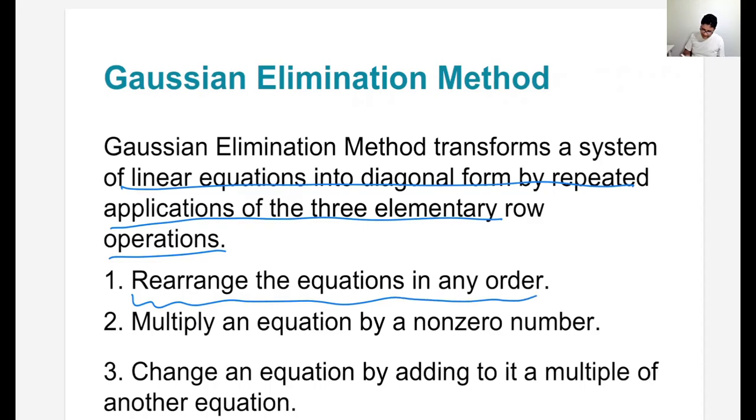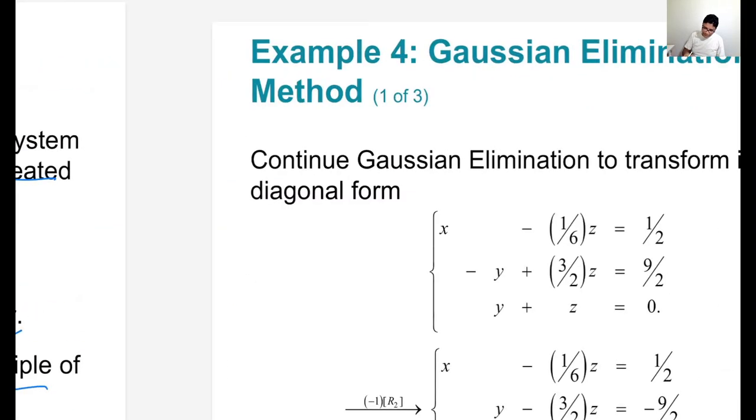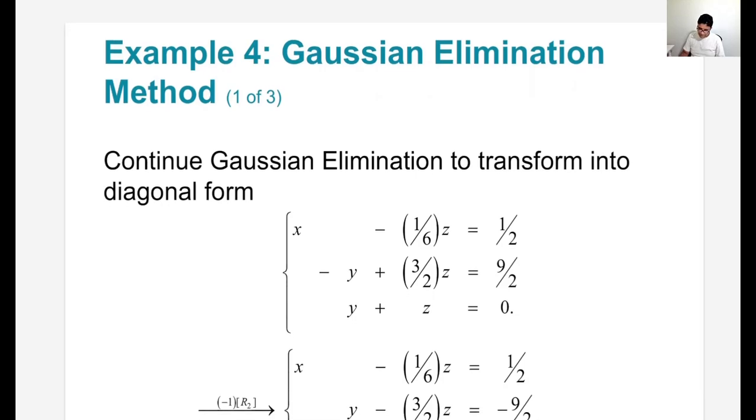Rearrange the equations in any order, multiply an equation by a non-zero number, change an equation by adding it to a multiple of another equation. Basically, the 3 row operations, right? We will mimic this in matrix form and get the solution, get it in the diagonal form. Let us see an example.